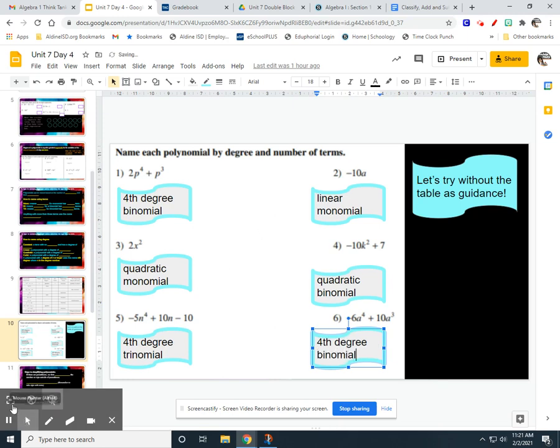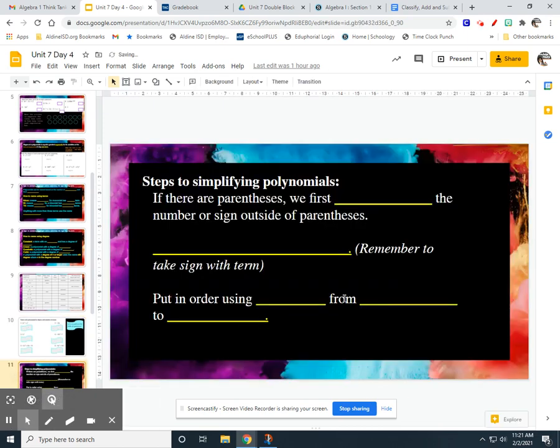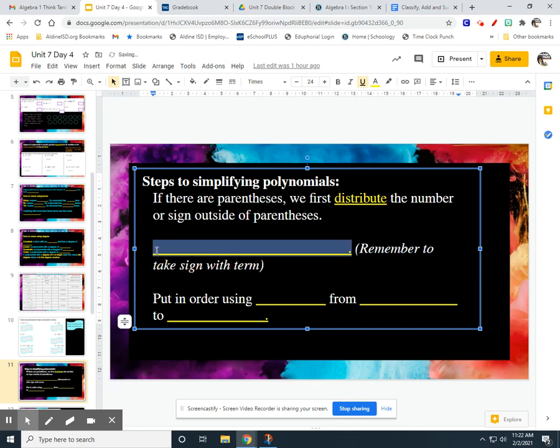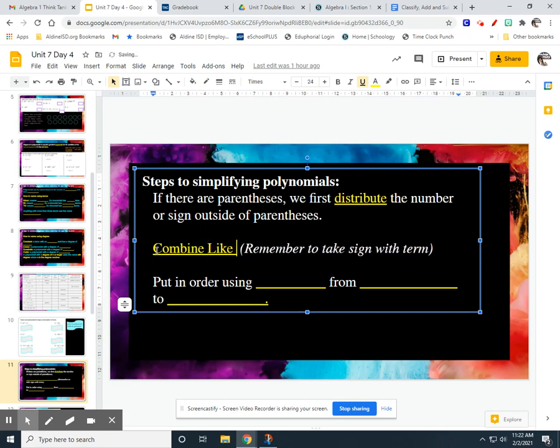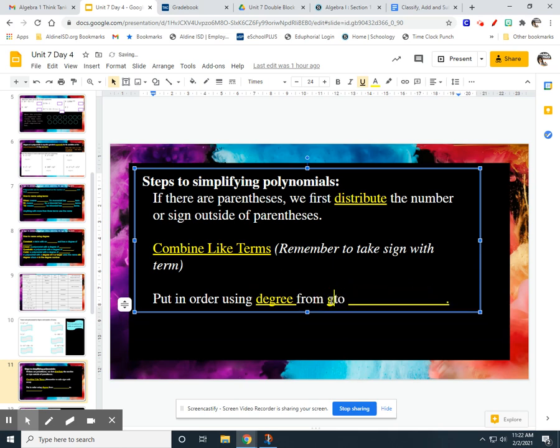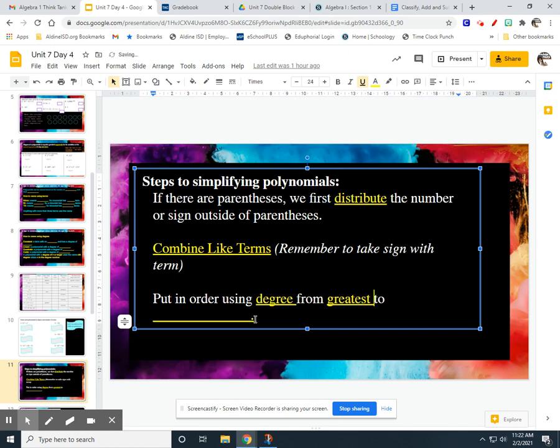All right. Okay, now we're going to go into simplifying. So when there are parentheses, the first thing you need to do is to distribute. And so distribute the number, the sign outside of the parentheses. The next thing you'll do is something you already know how to do, combine like terms. Make sure that you take the sign with each term. And then you have to put them in order using the degree from highest, or we can say greatest, to lowest.